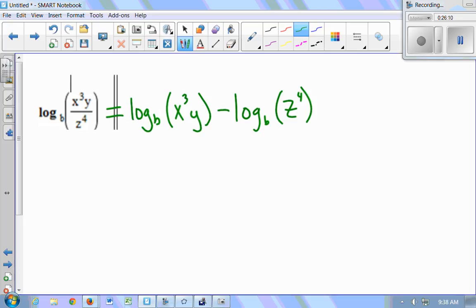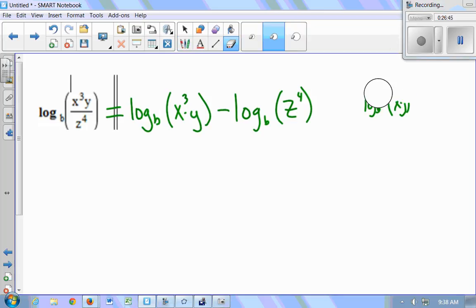All right, so looking at log base b of x cubed y, I want to deal with the multiplication. And why am I going to do the multiplication before the power? Before dealing with that cubed thing. The power will go in front, right? But if I wanted to use that property here, it would have to be log base b of this whole thing cubed. But it's just the x that's being cubed. So I've got to separate it out before I can use the power property.